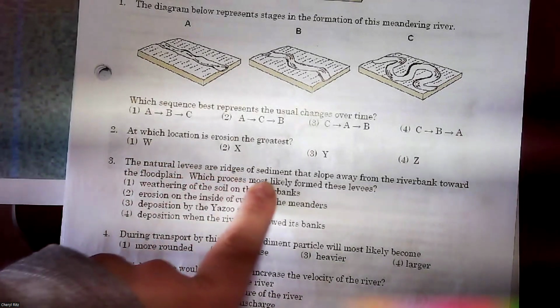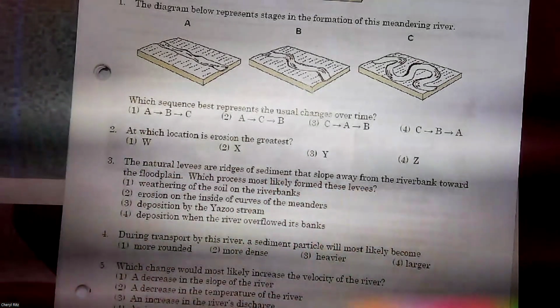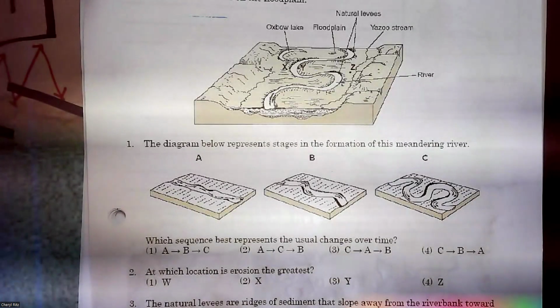Natural levees are ridges of sediments that slope away from the riverbank towards the floodplain. Which process most likely formed these? So you come up here and you do see that they're labeled. They almost look like little hills or ridges that are sloped away from the river towards the flood banks. So we don't expect you to know what a levee is. You just needed to know it was formed by a river.